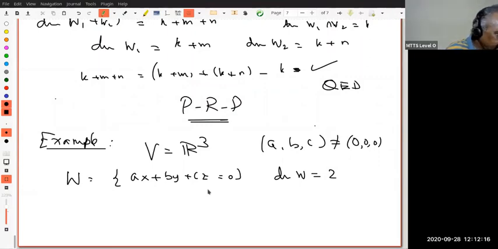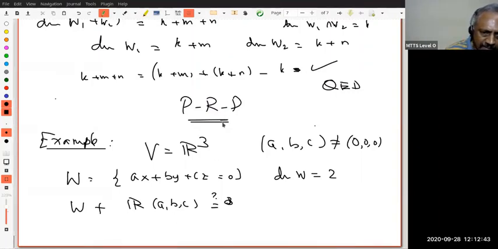Now I want to claim, if I take W plus R times (A, B, C), notice that (A, B, C) is a non-zero vector. Therefore, this will be one dimensional, and this will be 2-dimensional. So I should expect this. Do I want to know whether it's 3-dimensional? Okay, the dimension of this is 3.